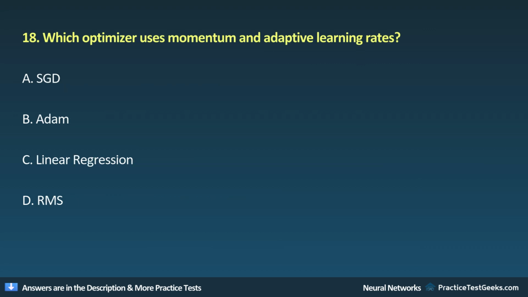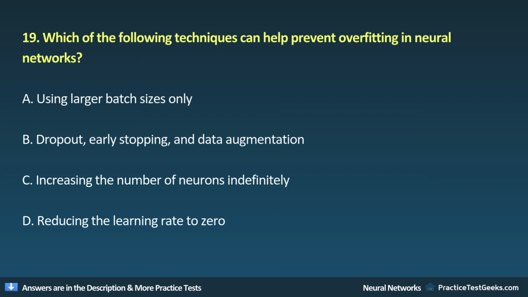18. Which optimizer uses momentum and adaptive learning rates? A. SGD. B. Adam. C. Linear regression. D. RMSprop. 19. Which of the following techniques can help prevent overfitting in neural networks? A. Using larger batch sizes only. B. Dropout, early stopping, and data augmentation. C. Increasing the number of neurons indefinitely. D. Reducing the learning rate to 0.